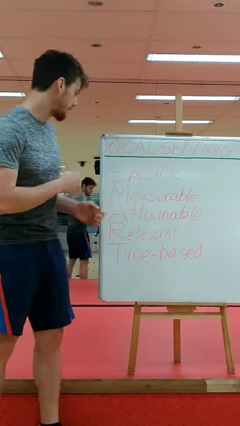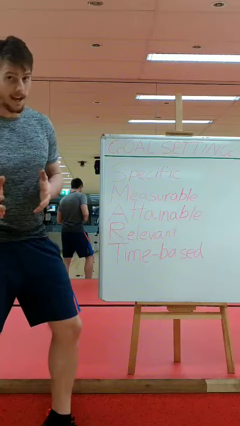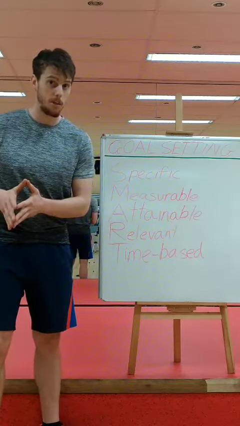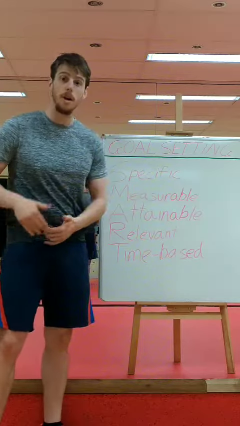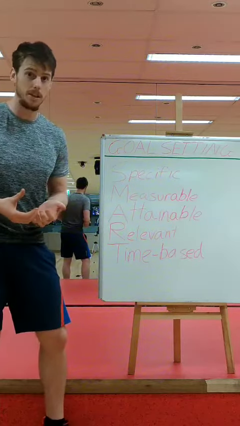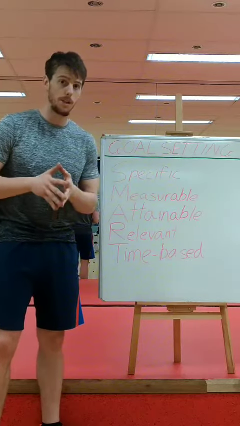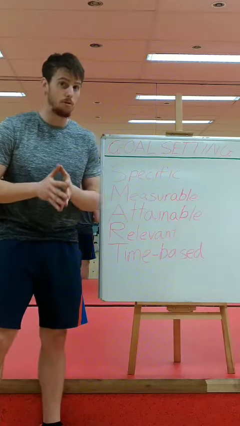Number three is attainable. We want to make sure these goals are realistic. We're not going to lose 20 kilos in a week unless we lose the leg as well. We're not going to gain 10 kilos of muscle in 2 weeks. It just does not happen like that. We want to make sure these goals are nice and attainable, realistic.